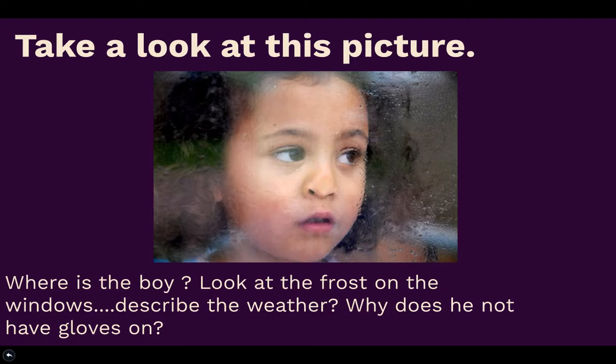Why does he not have gloves on? Well, from my perspective, I don't think he needs gloves because usually when it rains, I wear my rain boots or I get an umbrella. What do you think is on the other side of that window? I think the little boy is looking at his dad on the other side of that window. Maybe his dad is leaving home to go to work, and the little boy gets close up to the window, trying to get his dad's attention because he wants to go to work with his dad too.